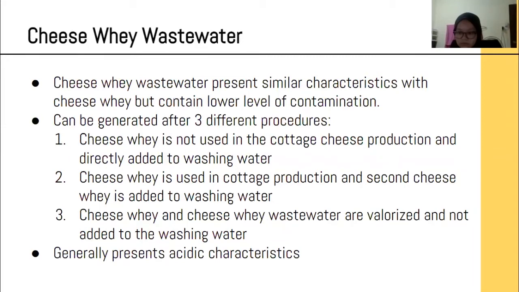And the final and last waste is cheese whey wastewater. Cheese whey wastewater presents similar characteristics to cheese whey but contains a lower level of contamination. The cheese whey wastewater can be generated from three different procedures. The first one is when the cheese whey is not used in the cottage cheese production and is directly added to washing water. The second one is when the cheese whey is used in cottage production and the second cheese whey is added to washing water. And the third one is when the cheese whey and cheese whey wastewater are valorized and not added to the washing water. So generally, cheese whey wastewater has acidic characteristics.